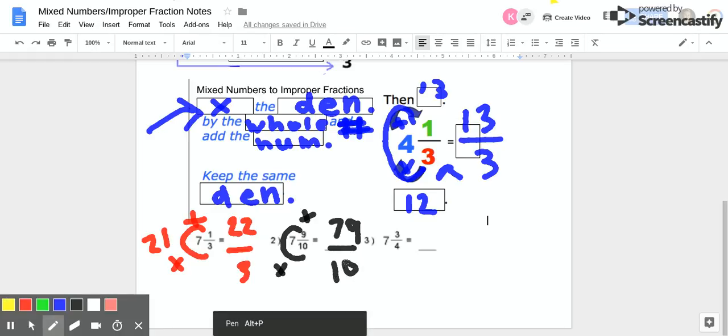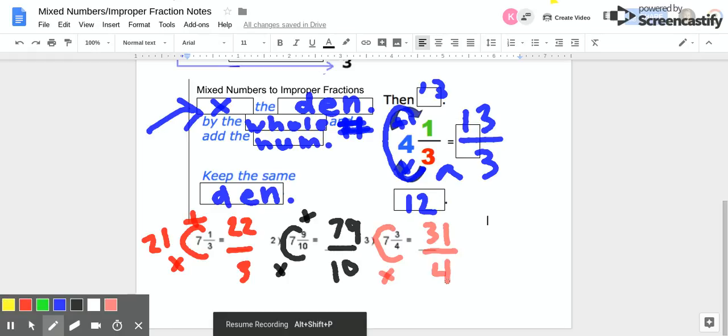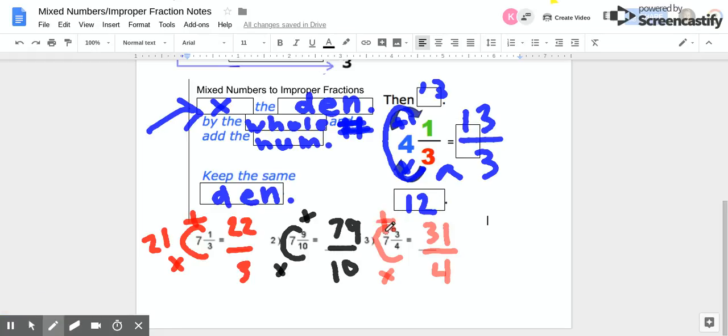And these are supposed to have the top number bigger. We're making them into improper fractions. Last one, you try it on your own, pause the video, and then hit play whenever you're ready for the answer. All right, so you should have done 4 times 7, which is 28, and then you add the numerator, so 28 plus 3 is 31, and then 31/4.